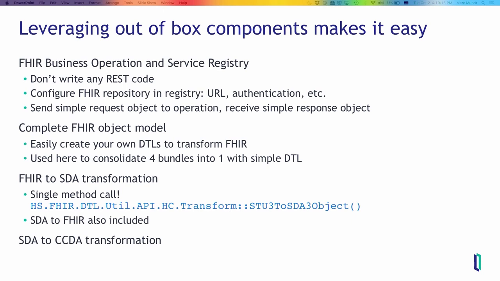So SDA becomes your sort of middle layer, sort of transfer layer. And then you can transform from SDA to other formats as you need. As some of you may know, out of the box we include SDA transformations that go to and from a lot of the standard formats like various CCD types. So we'll be using that as well. The API for doing a transformation from FHIR to SDA is just a single method call. So it literally can't get much easier than that.